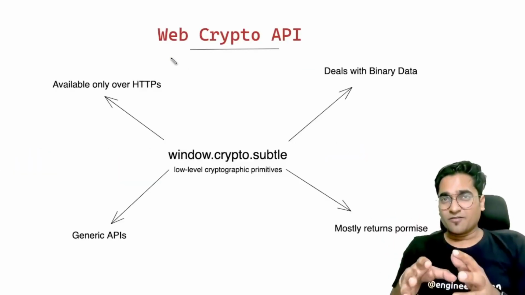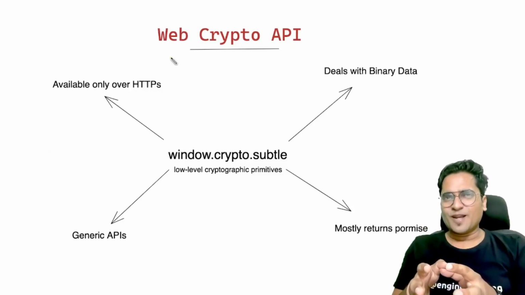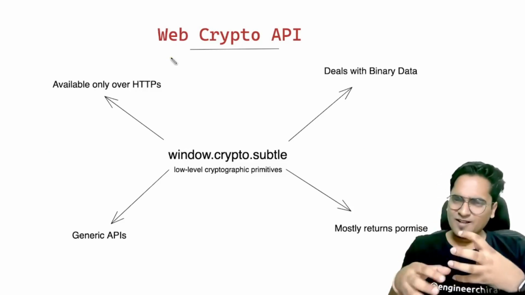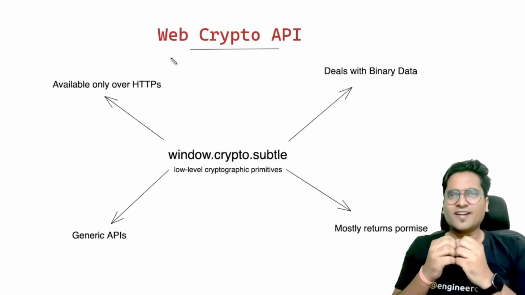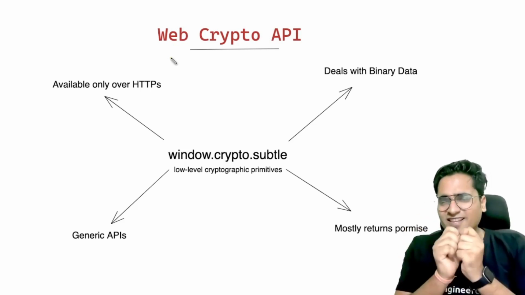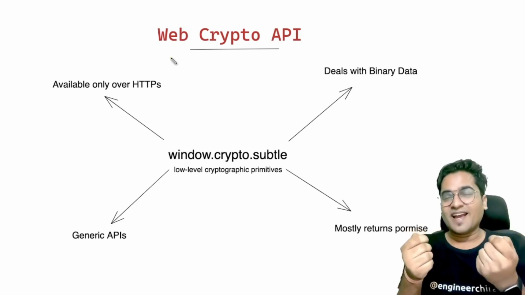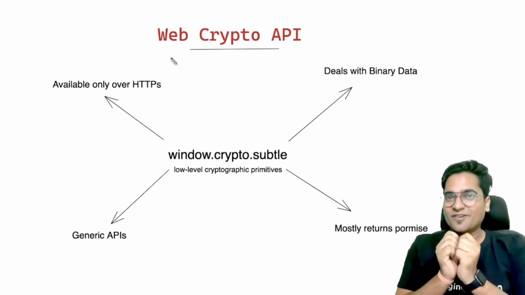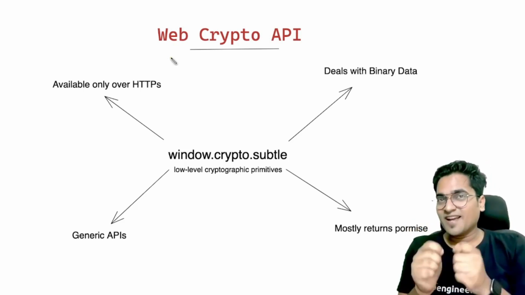If you are a web developer, this is a very powerful API that you have. It helps you generate unique identifiers, do end-to-end encryption, and a lot more. Just to avoid confusion, this is not a crypto API, the cryptocurrency that we are talking about. This is the Cryptography API, so there's a difference.